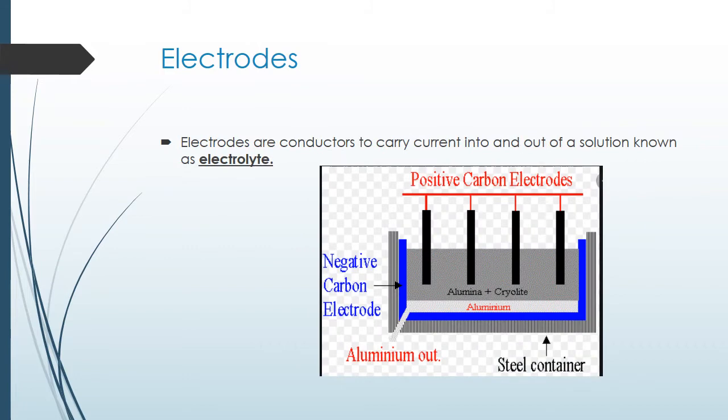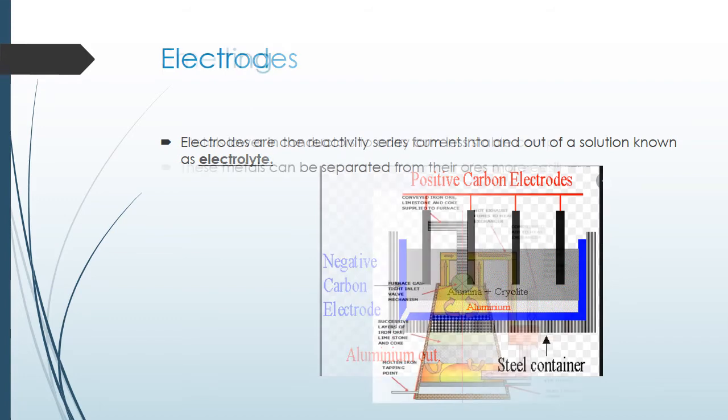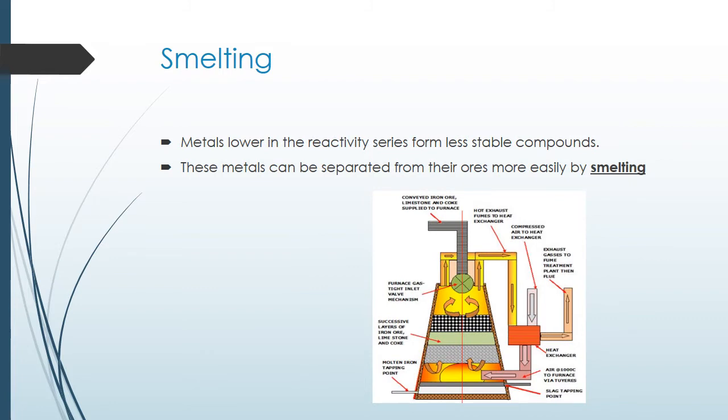Dear students, electrodes are conductors to carry current into and out of a solution known as electrolyte. The electrode from which electrons emerge is called the cathode and is designated as negative. The electrode that receives electrons is called the anode and is designated as positive. Dear students, metals lower in the reactivity series form less stable compounds. These metals can be separated from their ores more easily by smelting.